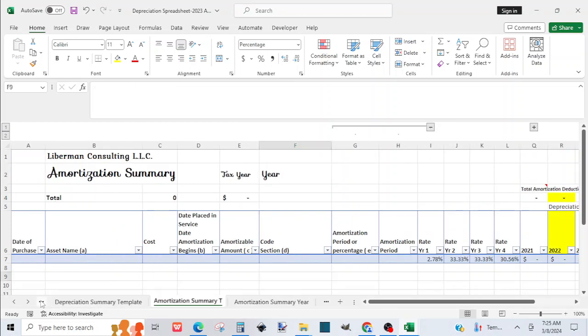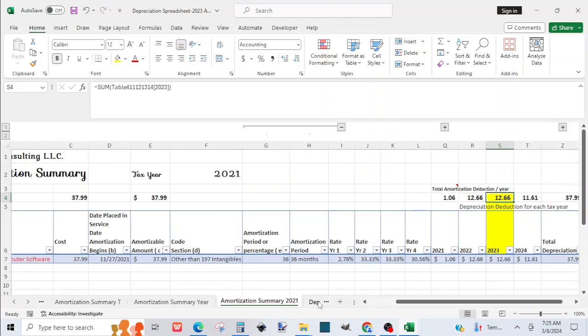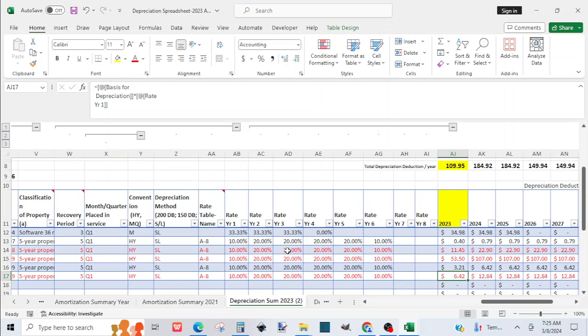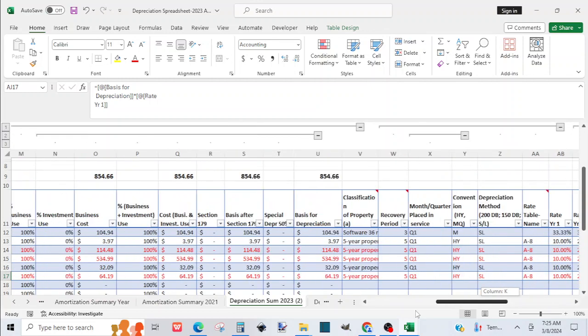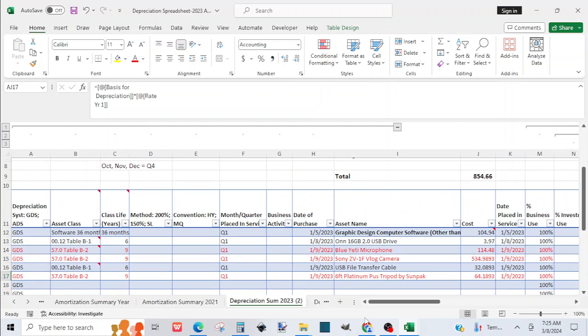So that is how you depreciate business assets under GDS if you are not claiming Section 179.